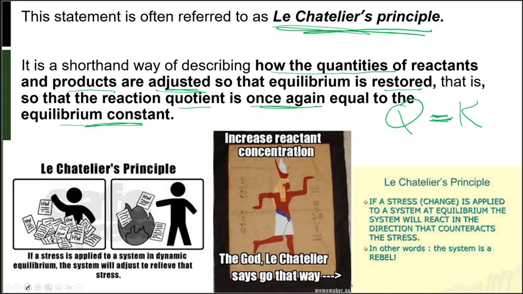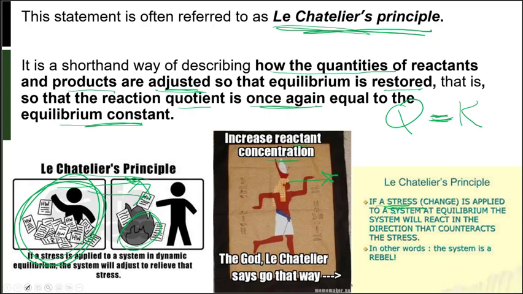Here's a couple more funny memes. If we increase the reactant concentration, that means we need to shift to the right, just like this guy's hand, towards the products. So if I increase homework concentration, we're going to need to burn some homework.